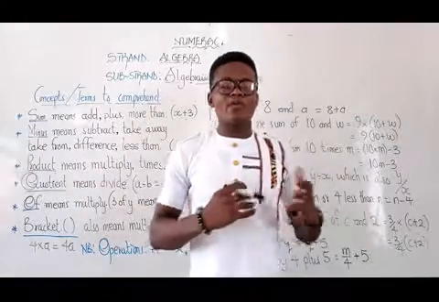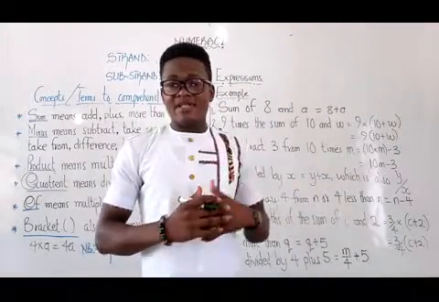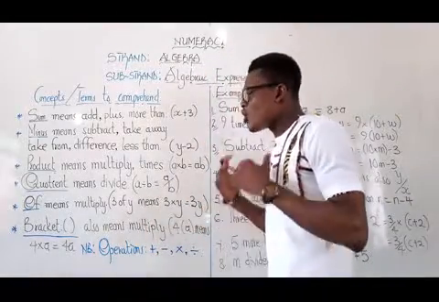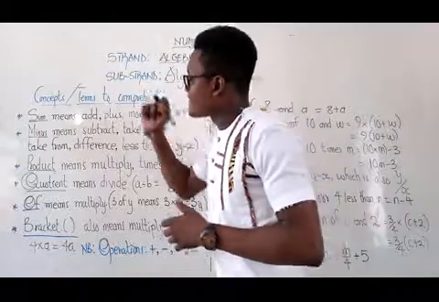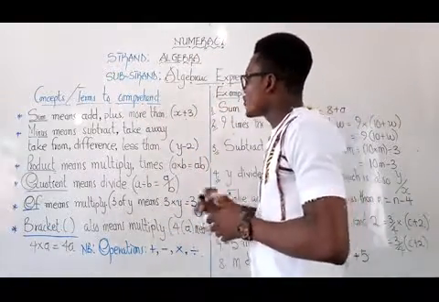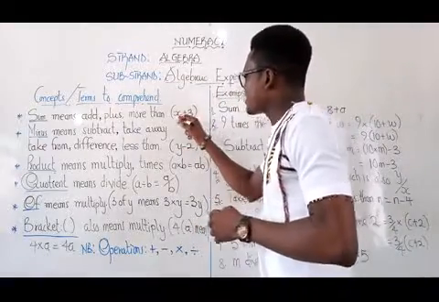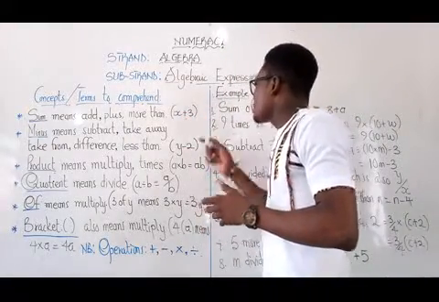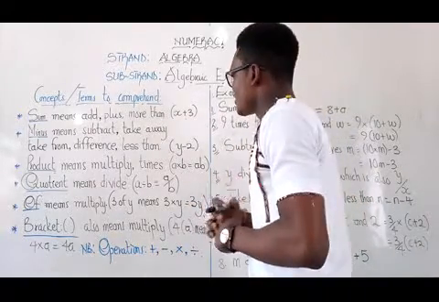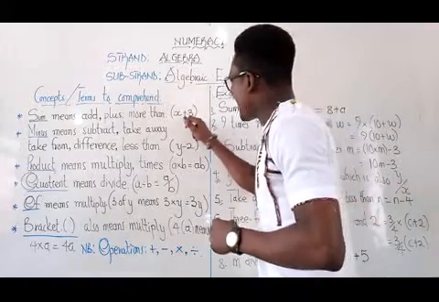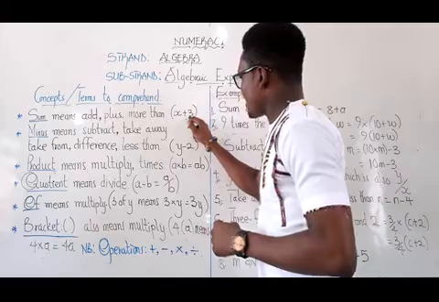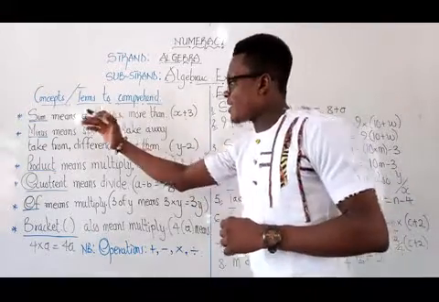Before we quickly move to a couple of examples regarding today's lesson, let's look at some of the terms to comprehend. We have sum. Sum means add, plus, and more than. There is an expression over here which is x plus 3. In other words, we can say that 3 is more than x, or 3 is greater than x. The reason being that the sign over here is attached to the 3. That is plus 3. So 3 is greater than x.